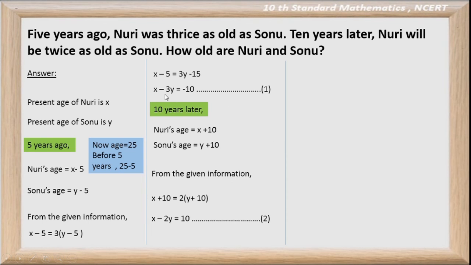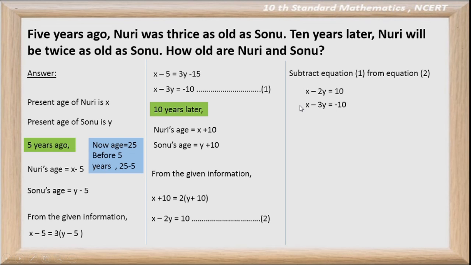In both, see x minus 3y equal to minus 10. Here x minus 2y equal to 10. In both, the x term is equal. So we can subtract equation 1 from equation 2 to eliminate the x term. First we can write the second equation x minus 2y equal to 10. Then x minus 3y equal to minus 10.